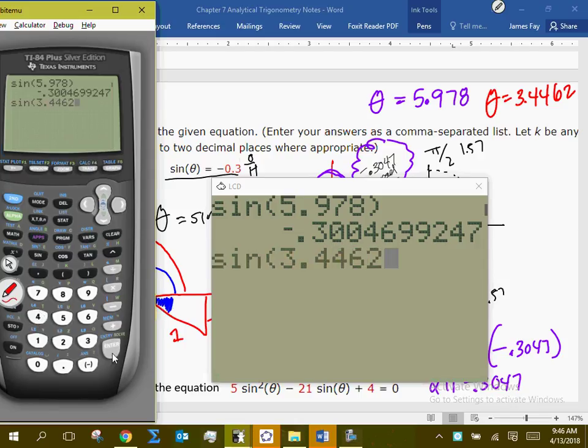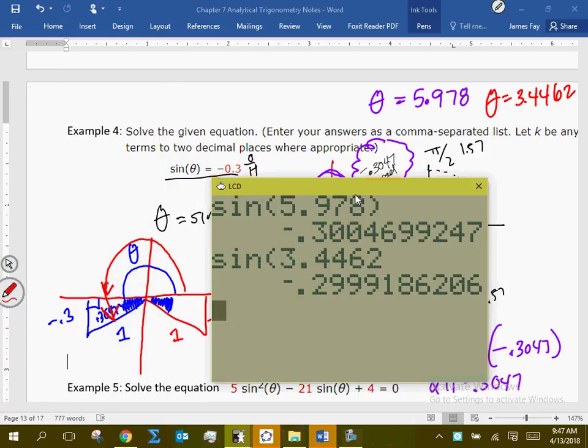3.4462. Would you agree that that's negative 0.3? The more decimals I go out in this one up here, the more zeros it's going to put throughout here. The more decimal places I put here, the more these turn into nines. But we can infer because of rounding error that we have done things correctly.